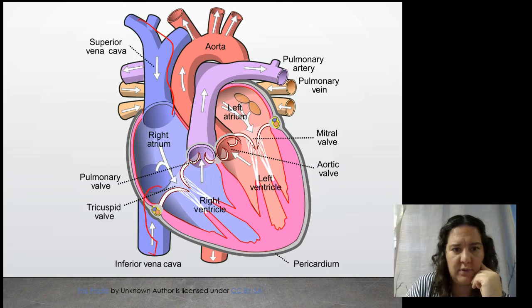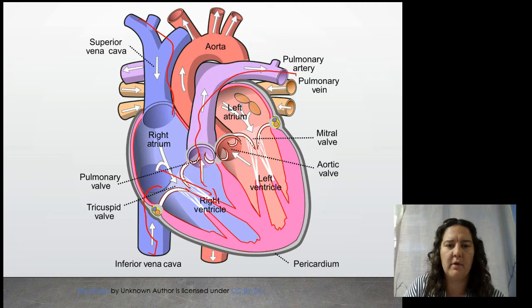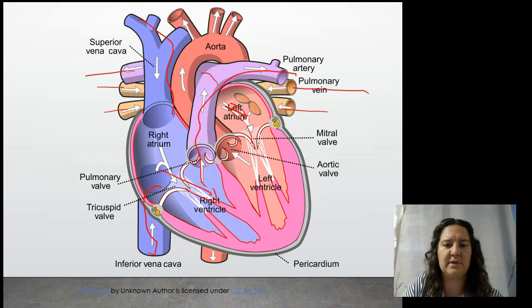And into the right atrium. Then from the right atrium, it goes through a valve into the right ventricle. From the right ventricle, it will follow up through the pulmonary arteries to the left and right lungs. There it becomes oxygenated and it will come back in through the pulmonary veins and into the left atrium. From the left atrium, it's going to go through another valve into the left ventricle.